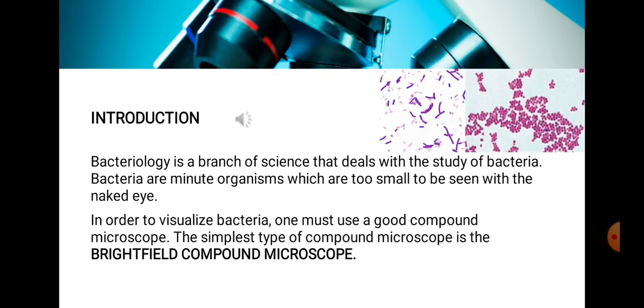Let us define bacteria. Bacteria are minute organisms which are too small to be seen with the naked eye. In order for us to visualize these minute organisms, one must use a good compound microscope, and the simplest type of compound microscope is the bright field compound microscope, which is the main topic of our learning activity number one. A microscope is defined as a device for magnifying objects that are too small to be seen with the naked eye.